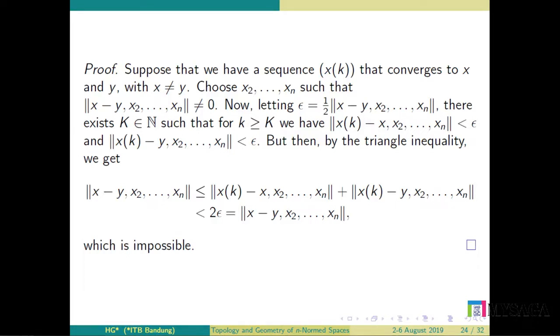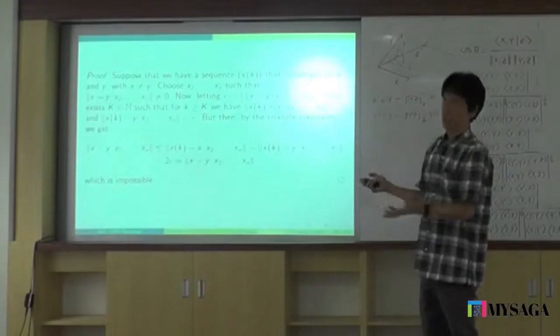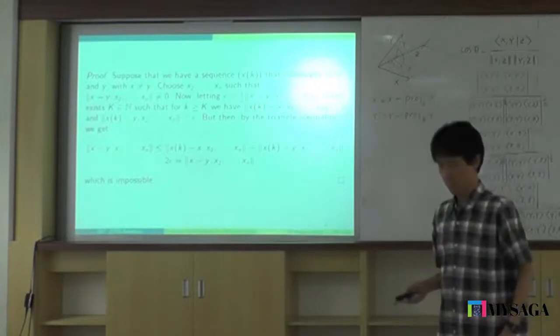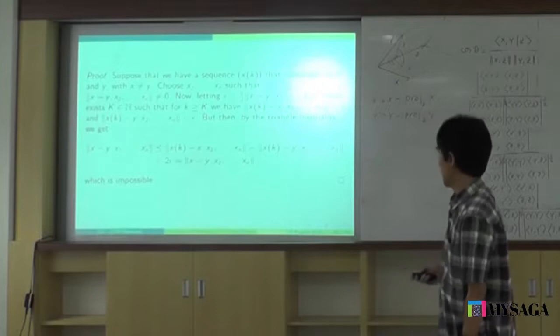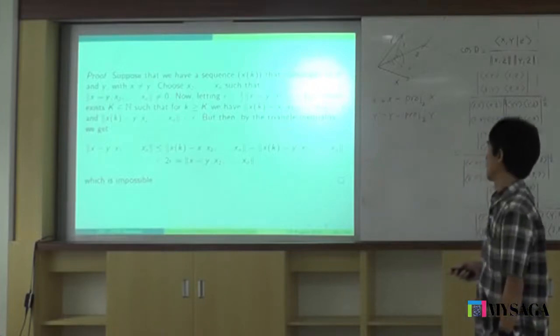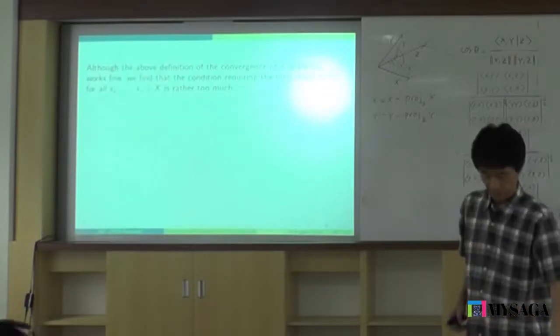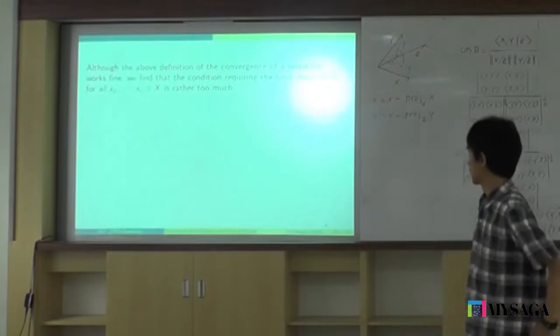But then by the triangle inequality of the n-norm, we have this, and the sum of this is less than 2 epsilon. And 2 epsilon is equal to the norm of x minus y, x2 up to xn. Here we have a contradiction: we have something positive that is less than itself. So that is impossible, and the limit must be unique. That's what we would like to have with the limit of the sequence.